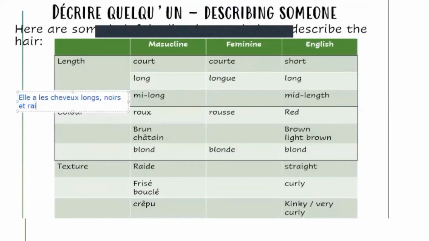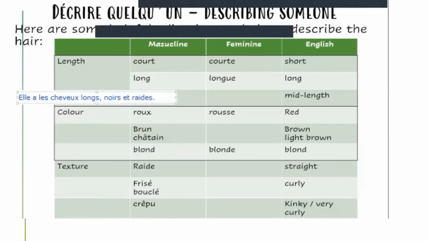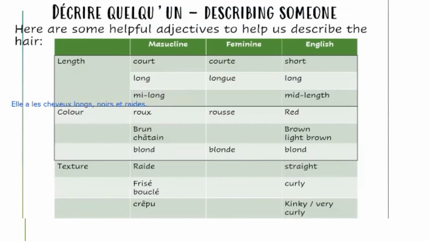Everybody say raide. Raide. All right, like the color red. You're not saying red, that's the English pronunciation. All right, so elle a les cheveux longs, noirs et raides. She has long, straight, black hair. Everybody following what's happening here? Length, color, texture. LCT, y'all. When you're describing the hair, give me length, color, texture. Can we say that together? Length, color, texture. All right?